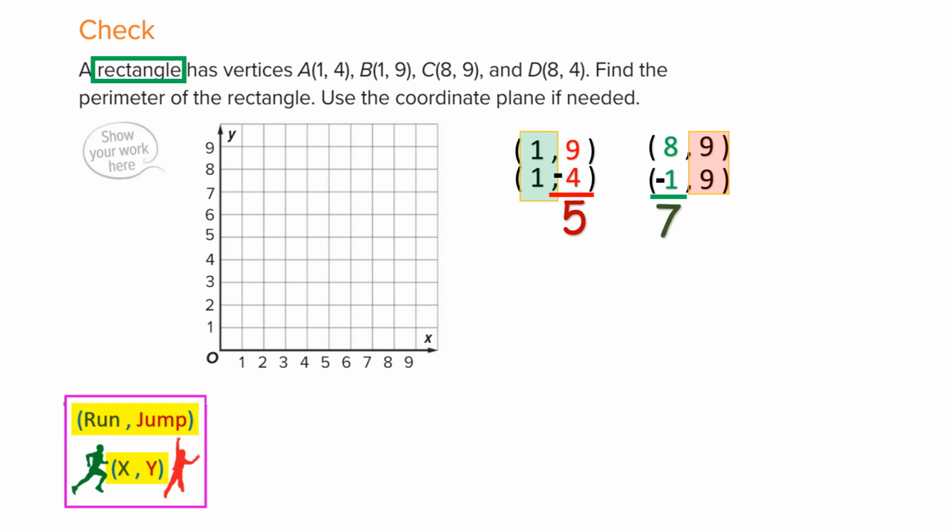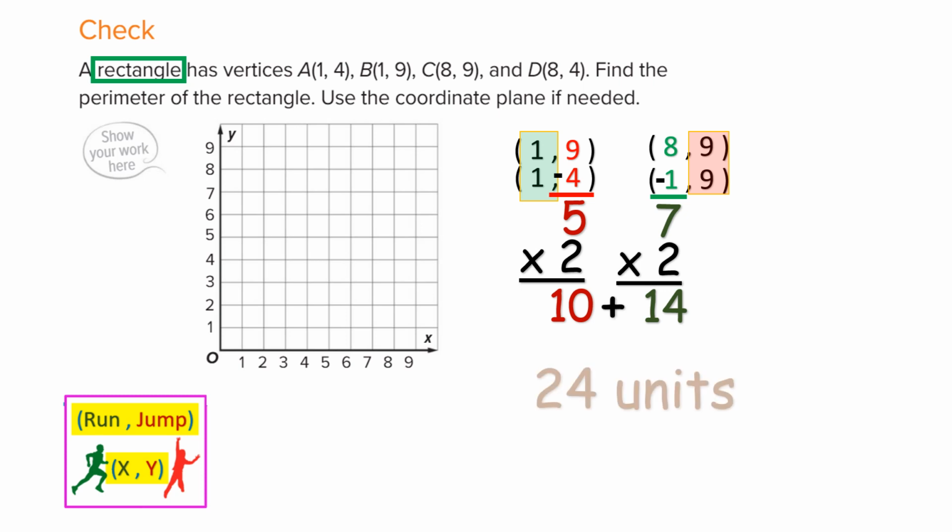Since I have a 5 and a 7, and this is a rectangle, I know I have opposite sides, so there have to be 2 of them that are equal. So I take 5 times 2, which gives me 10. I take 7 times 2, which gives me 14. Then I just add all the measurements together, and I find out that my perimeter would be 24 units. Is that what you got? If not, do you know where you messed up? And if you can't figure out where you messed up and why, please come and ask so I can help you.